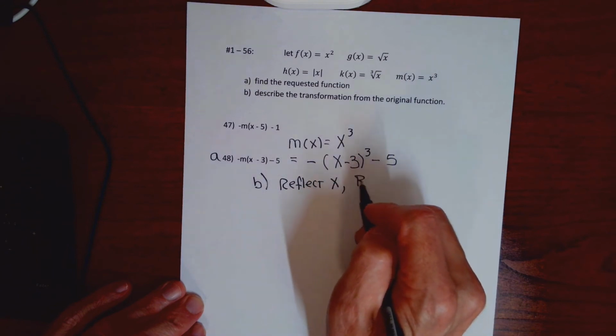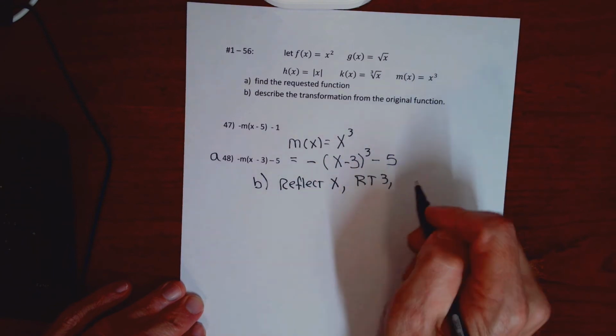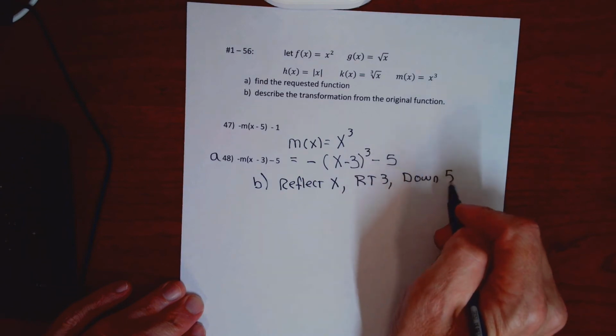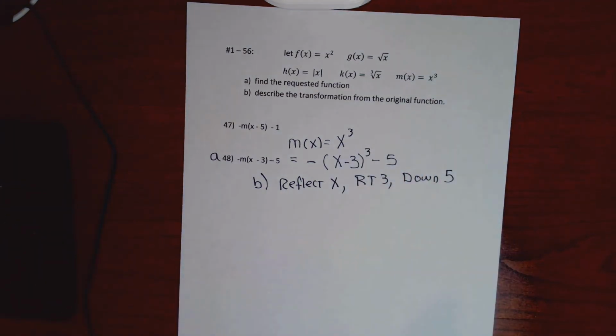It's going to move right 3, and it's going to go down 5. That's more like the answers I write, rather than anything that's kind of even close to a sentence.